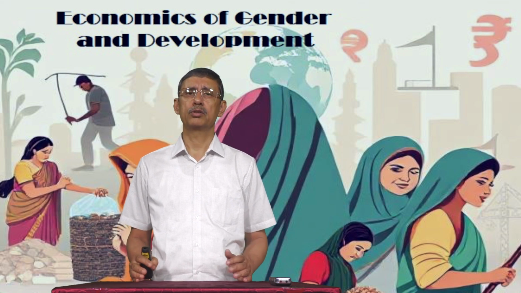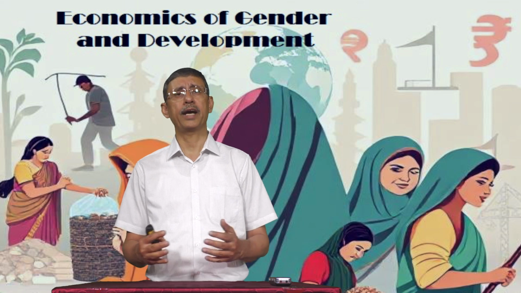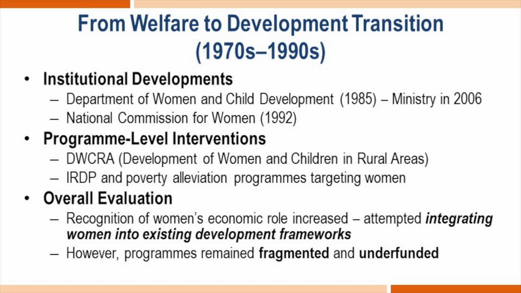At the same time, to facilitate this, there were also attempts at institutional development. For instance, in 1985, the government of India constituted a Department of Women and Child Development. Later in 2006, this department was converted to a full-fledged ministry. In the early 90s, in 1992, it also provided ground for the establishment of the National Commission for Women to look after their rights, look after their issues, and also to facilitate the partnership of women in development.